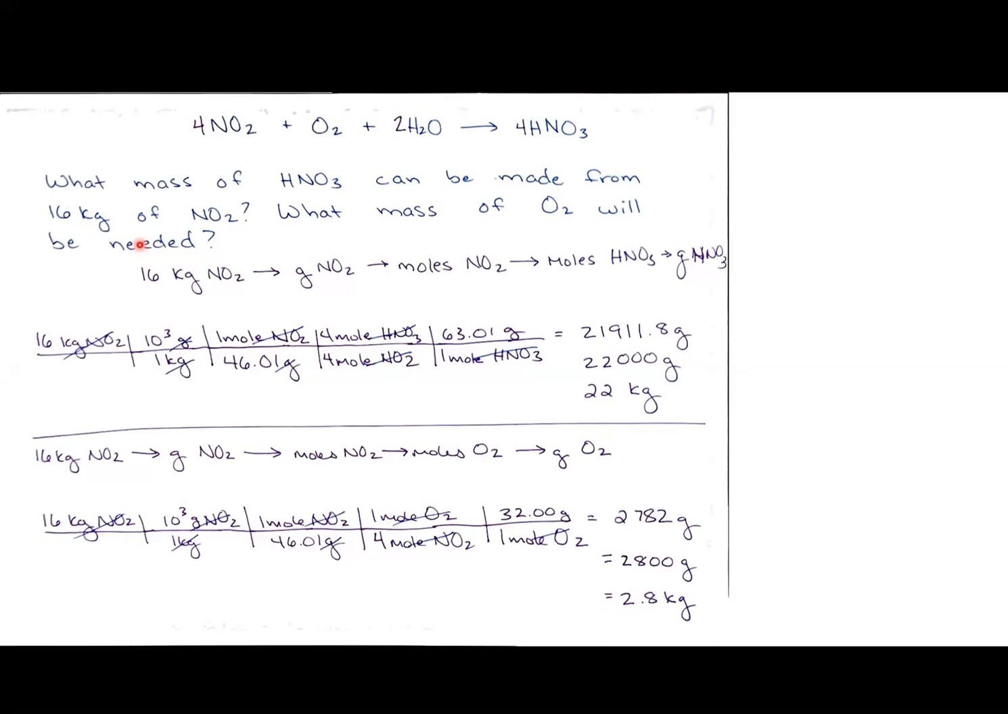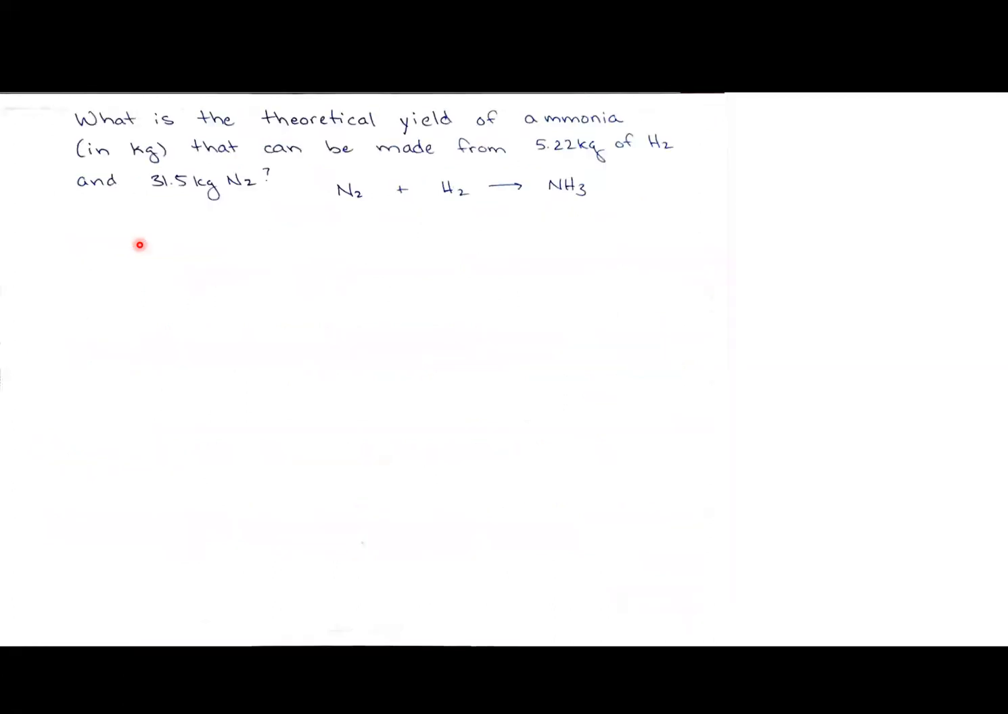All right, any questions on this one? Okay, if there are no questions, we're going to move on to the next one. What is the theoretical yield of ammonia in kilograms that can be made from 5.22 kilograms of hydrogen and 31.5 kilograms of nitrogen? It's weird.